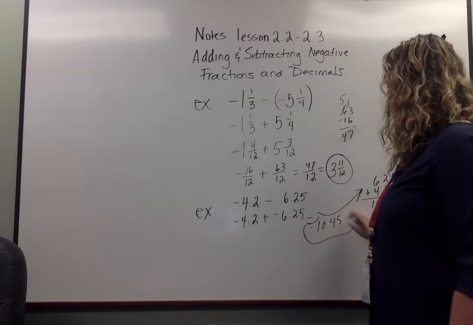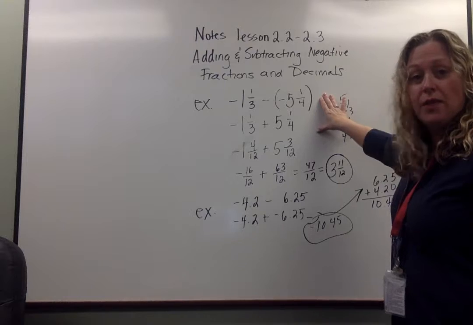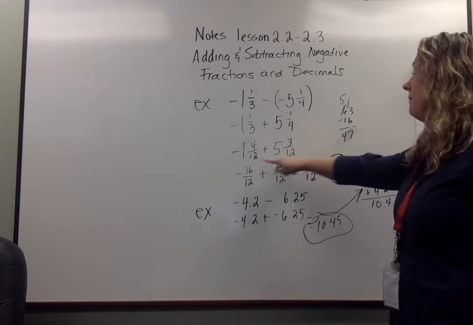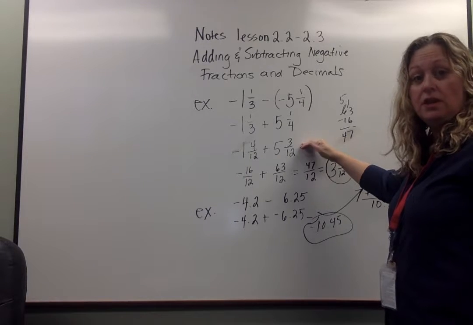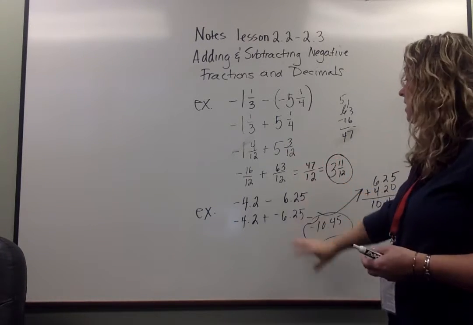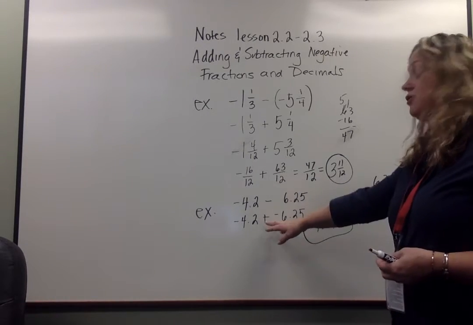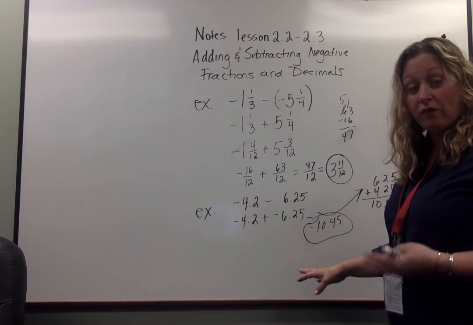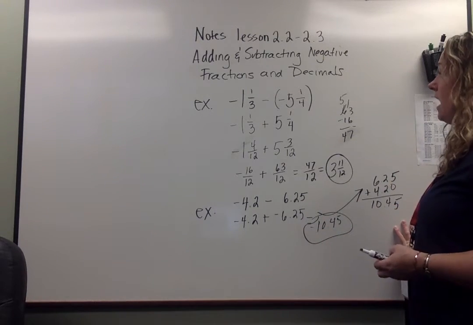So negative 10.45. In these lessons, you need to remember that as fractions, you need common denominators. You're going to change anything subtraction to an addition. If it's a mixed number, you're changing it to improper, so it's easier to do the work. For decimals, you need to line up your decimal points. You're changing any subtraction to an equivalent addition expression, and then you may need to do some work on the sides.